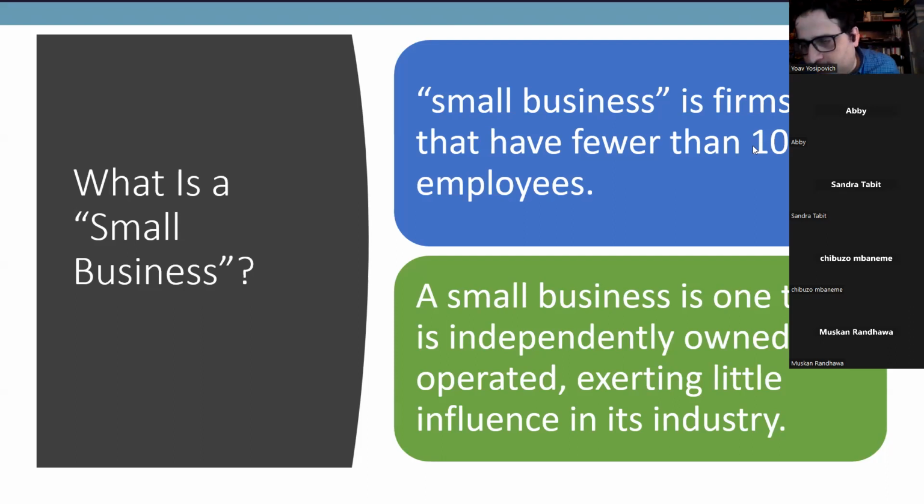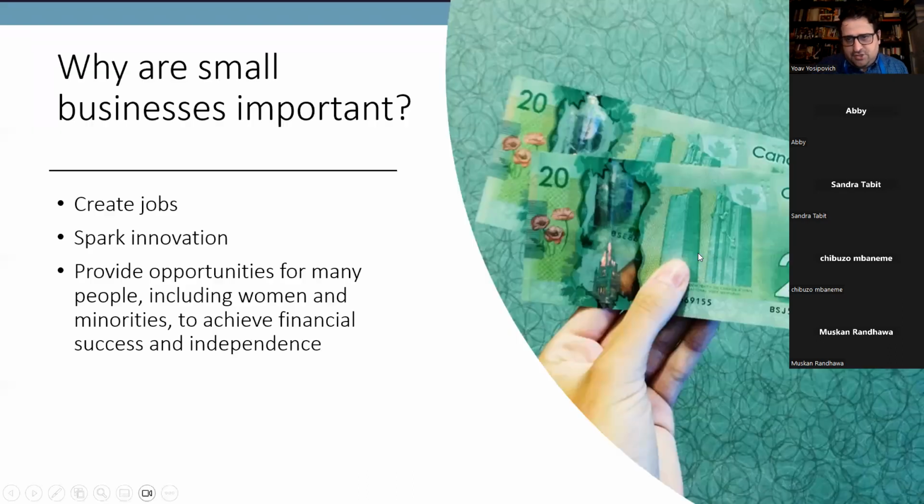As long as there's one person running it, that's a small business. So a small business is one that is independently owned and operated, and they have little influence in the industry. But because there's so many of them, they play such a big role in our economy. And a lot of times when we look at the bigger picture, we want to make sure that the bigger picture gives us something very, very influential. So why are small businesses so important and why do we care about them in our discussion?